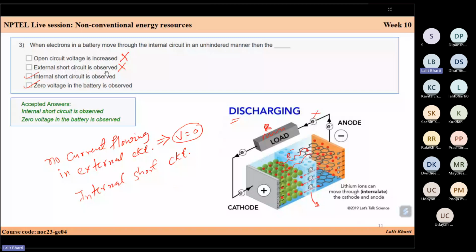Then, external short circuit is observed. Not external short circuit. External short circuit is when we don't have any load and we directly touch the anode to the cathode. That is the condition of external short circuit. But here we have the load, so it is incorrect. Internal short circuit is observed. Yes, that is correct. The internal short circuit will happen and zero voltage of the battery is observed. So we will also see the OCV will be 0. So options 1 and 2 are incorrect, but 3 and 4 are correct.